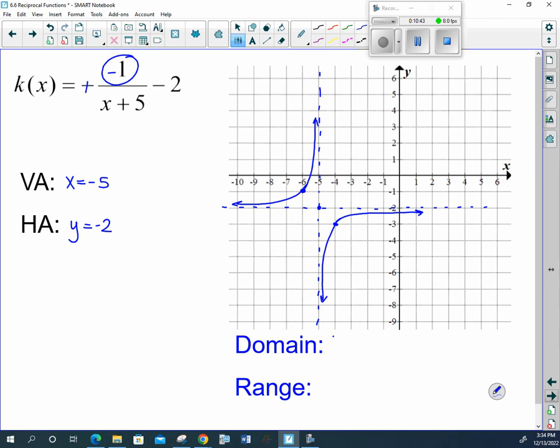So my domain is all reals. X cannot equal -5. And the range is all reals, and y cannot equal -2.